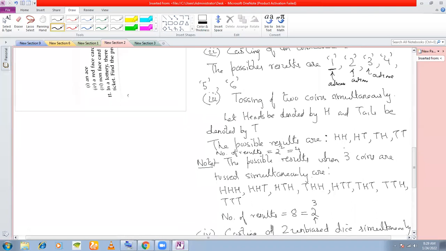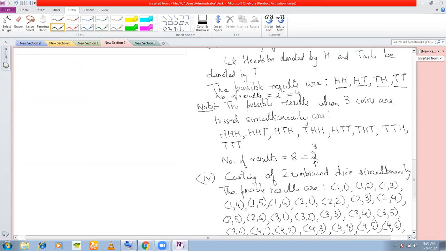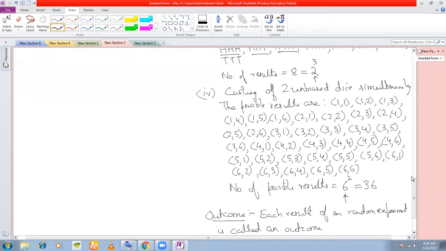Similarly, in the tossing of 2 coins, we are getting heads in both the coins. This HH is an outcome. This HT is an outcome. Tail head is an outcome. Tail tail is an outcome. Similarly, 3 coins are tossed. This is an outcome. This is also an outcome, and so on. In the casting of 2 unbiased dice, each one is an outcome. 1,1 is an outcome. 1,2 is an outcome. 1,3 is an outcome, and so on.